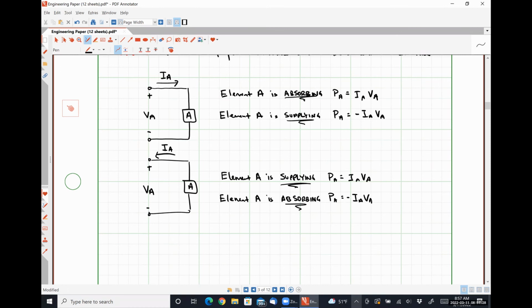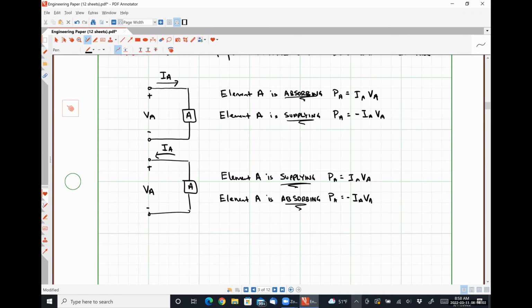So to encapsulate this in literally just a couple of sentences, if the current is flowing into the positive polarity terminal, the element is considered to be absorbing power. If the current is flowing into the negative polarity terminal, the element is considered to be supplying power. Absorbed power is simply negative supplied power and vice versa. This doesn't seem like it should be particularly confusing. I would say more so that it's tedious.